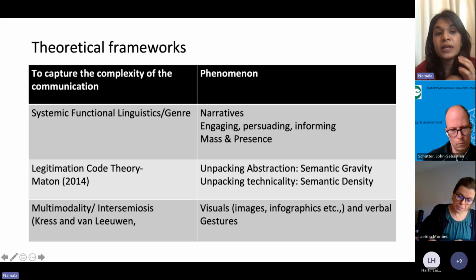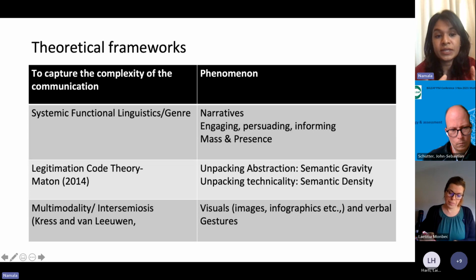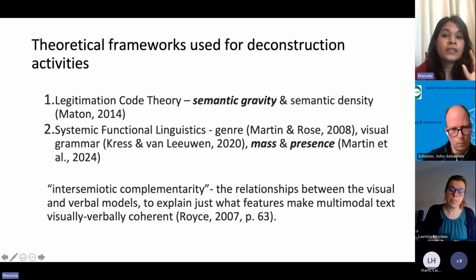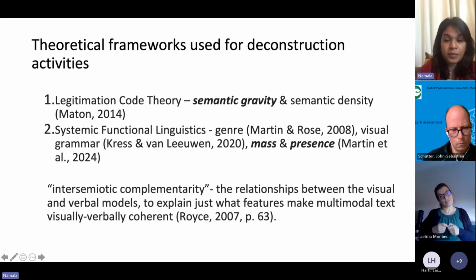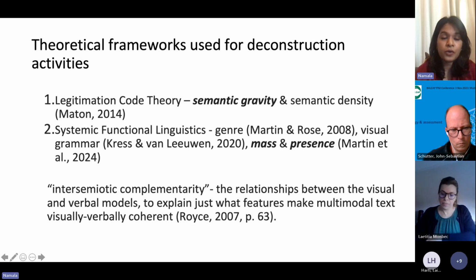So we'll look at how something as complex as systemic functional linguistics and multimodality and intersemiotics, huge fields with complex theories associated with them, can be unpacked and made more accessible to students in relation to LCT. I'll just be showing you how we went about doing that. In terms of LCT, I'm going to be looking at semantic gravity. It overlaps with these two concepts in systemic functional linguistics, very recently developed, mass and presence, from a 2024 publication on science and infographics in science specifically.